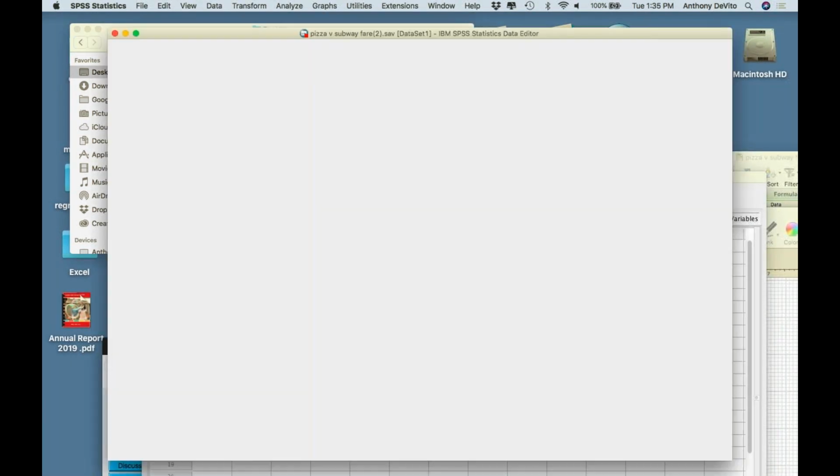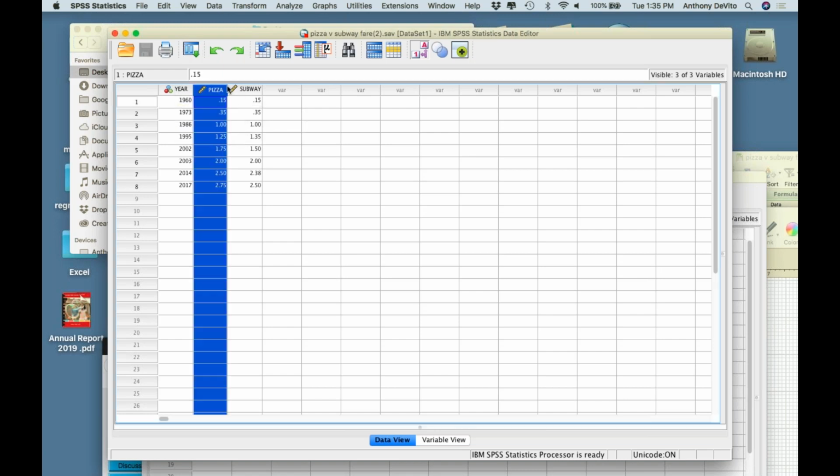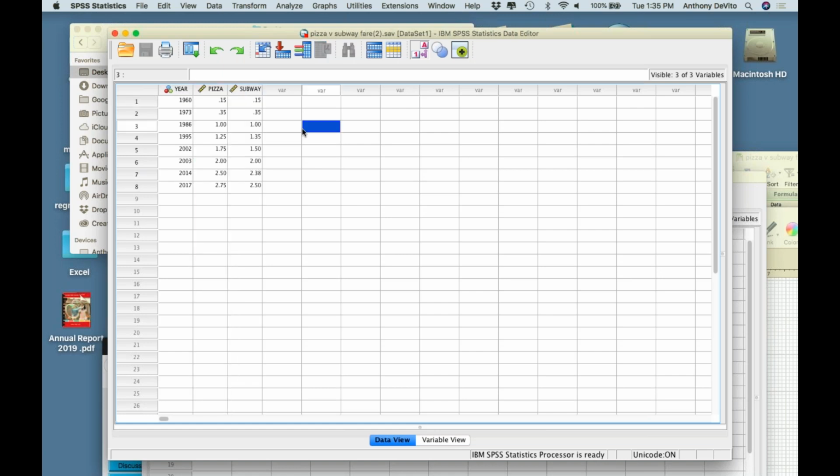You'll see that the same data I had in that file is here. The year, the pizza, the subway. These are all numerical variables, right? Well, this is a categorical variable. The year is categorical. But the cost of pizza and the cost of a subway fare are both numerical data. I want to look for an association.